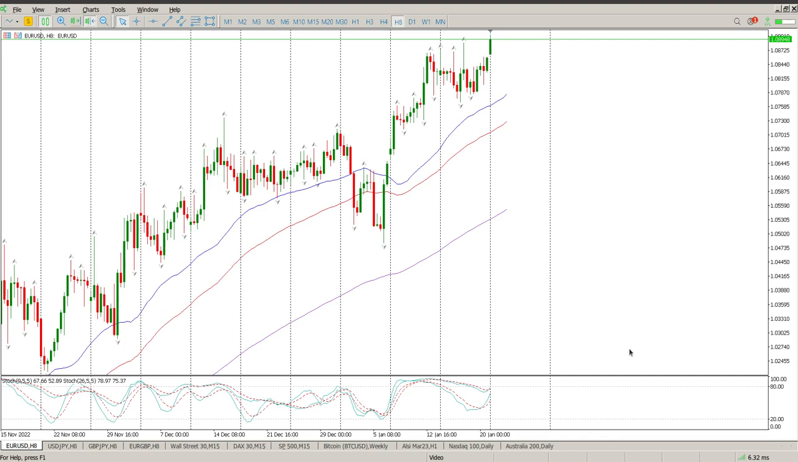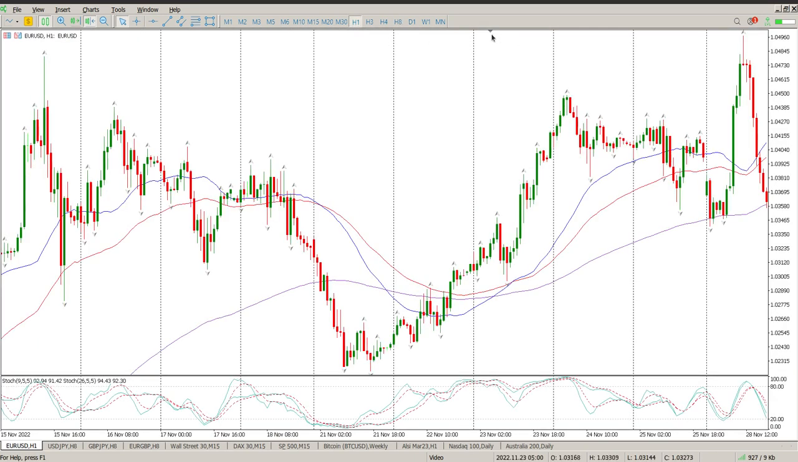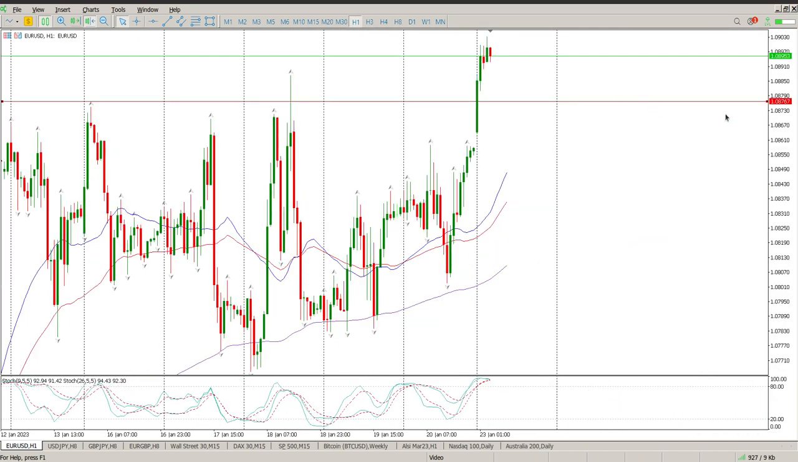So starting off with Euro USD as usual, and we do have a break higher, or a break that is in progress at the moment. We've got a bit of a gap up this morning for a move up, and if we just drill down to the hour, very strong uptrend at the moment.